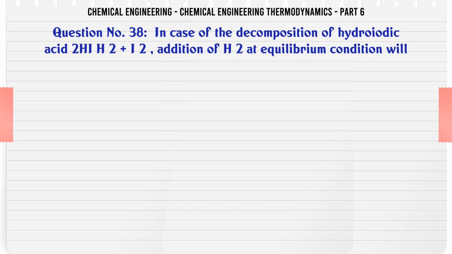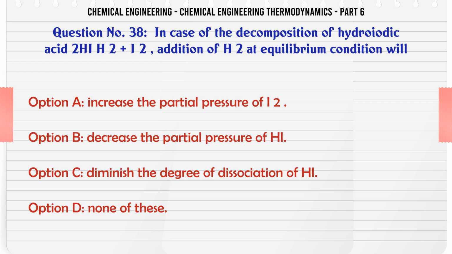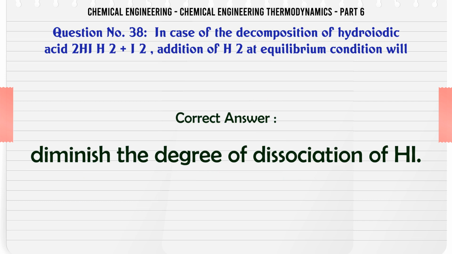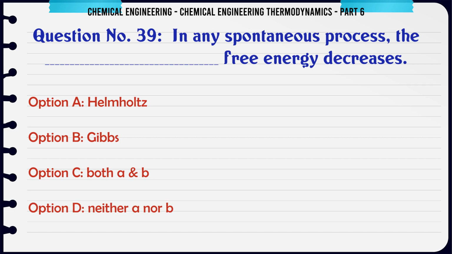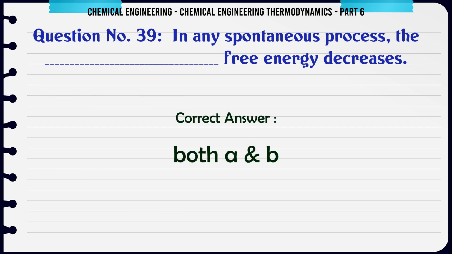In case of the decomposition of hydroiodic acid to H2 and I2, addition of H2 at equilibrium condition will A. increase the partial pressure of I2. B. decrease the partial pressure of HI. C. diminish the degree of dissociation of HI. D. none of these. The correct answer is diminish the degree of dissociation of HI. In any spontaneous process, the free energy decreases. A. Helmholtz. B. Gibbs. C. both A and B. D. neither A nor B. The correct answer is both A and B.